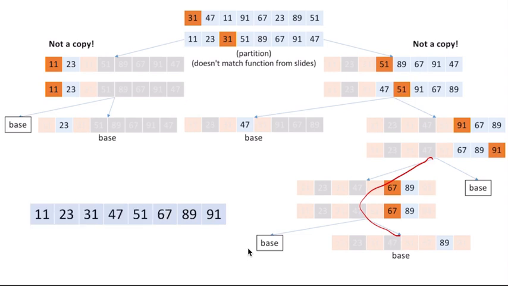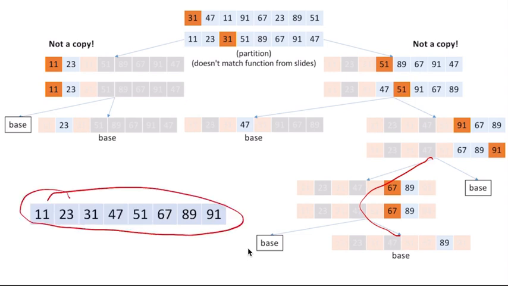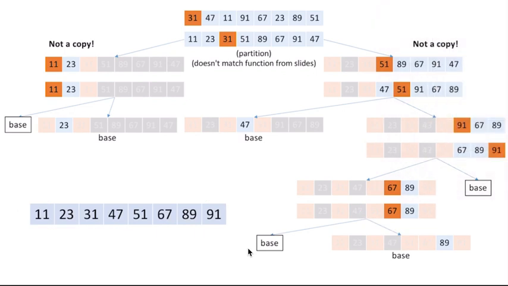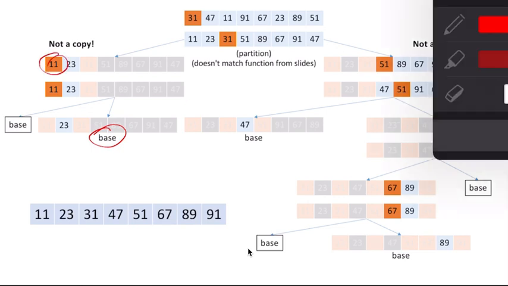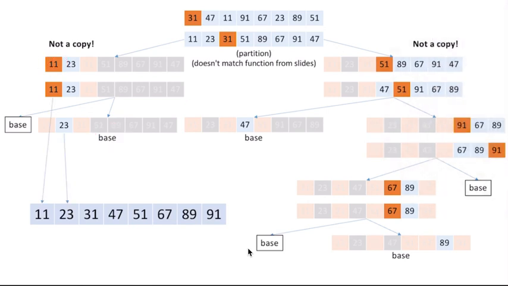So how did every single element get into its correct sorted spot? They either got put there by being denoted by a base case, or by at some point being selected as the pivot. So the 11 was selected as a pivot, the 23 was a base case, the 31 was selected as a pivot, 47 base case, pivot, pivot, base case, and base case. So everything gets put into its correct spot in one of those two ways.